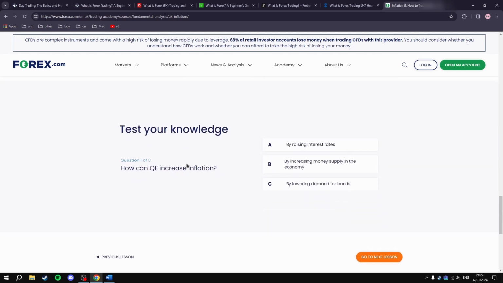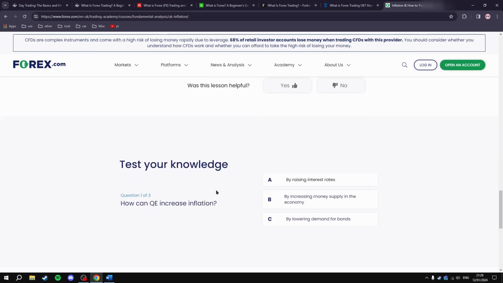How can QE increase inflation? What does QE stand for? How is inflation increased? So inflation is a rise of prices over a period of time.